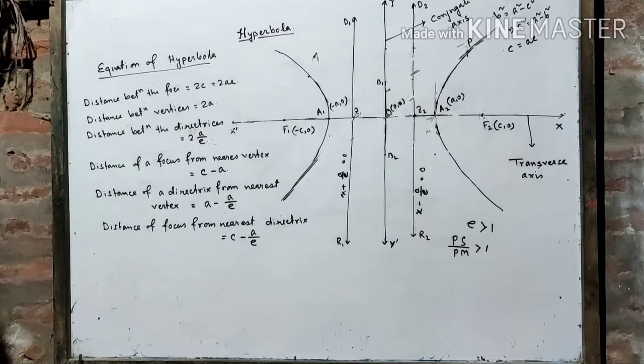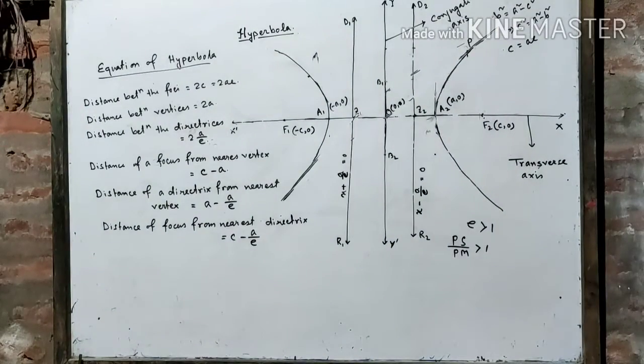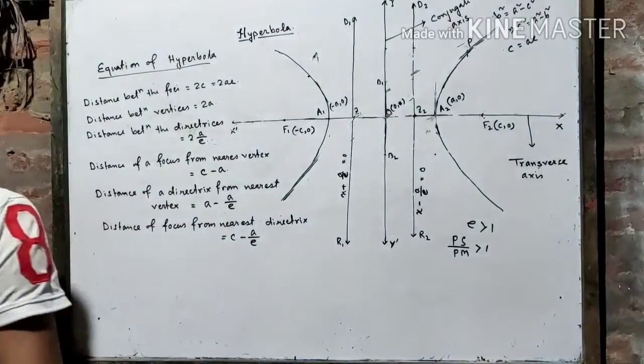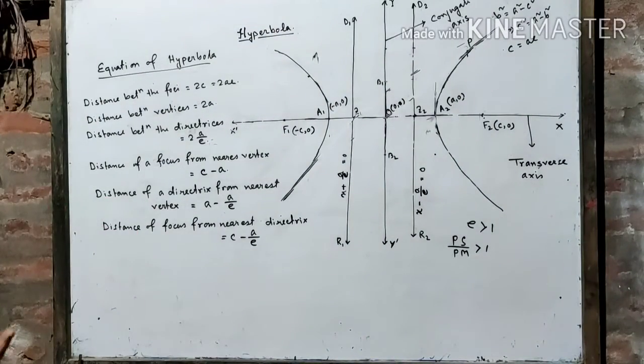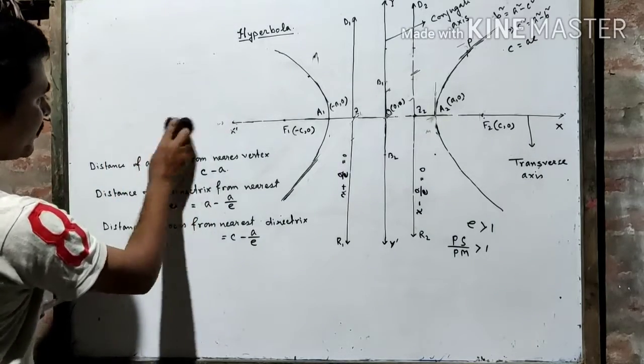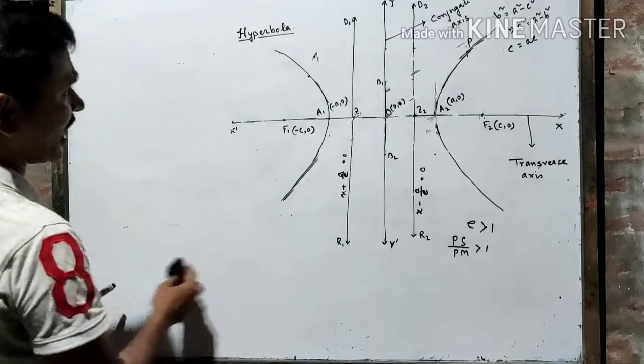So try to remember this. First of all, note it down and then try to remember these notes. This will be very much helpful for solving your problems. So what will be the other type of hyperbola and what will be the information there? Let me draw a rough figure.